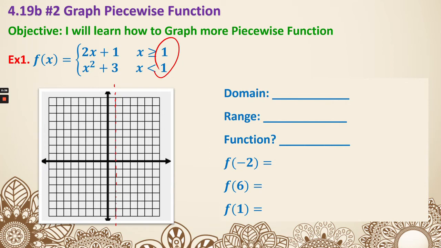Now it's time to graph the line separately. The first one, 2x plus 1. Slope is 2 over 1, and intercept is 1. So up 2 over 1, up 2 over 1, up 2 over 1. And I can backtrace to the bottom, and that would give me a line right there.